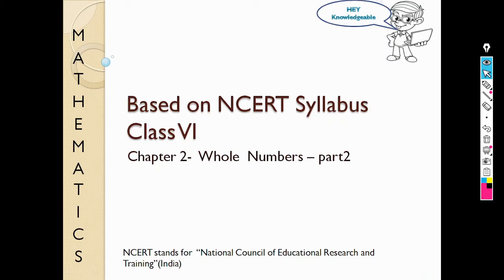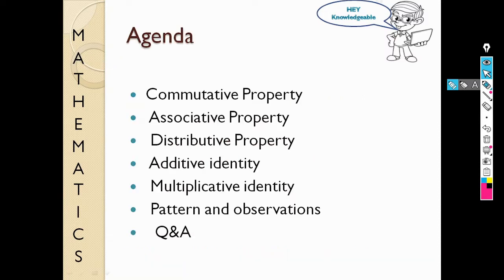So today we would be talking about some of the properties of whole numbers. We would be talking about the commutative property, associative property, and distributive property of whole numbers. We would also be seeing the additive identity, multiplicative identity, and we will also learn about some of the patterns and observations, and we will also do some questions and answers.